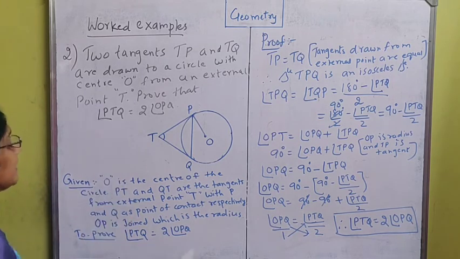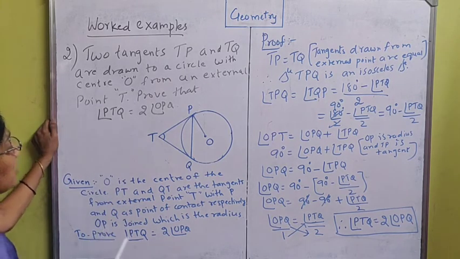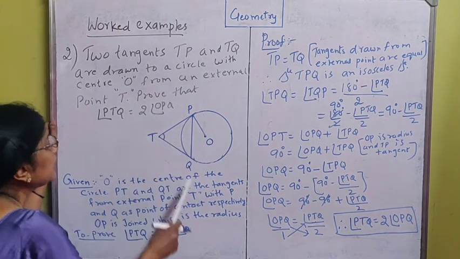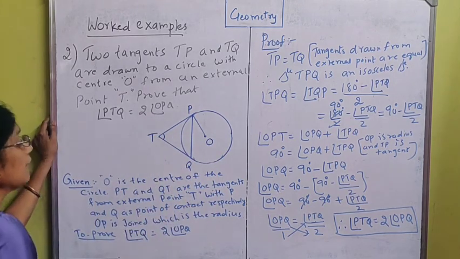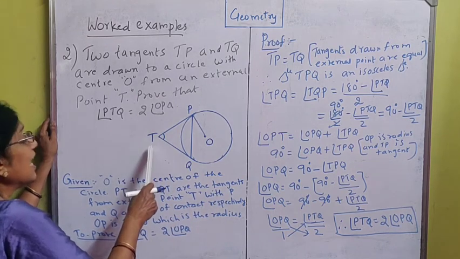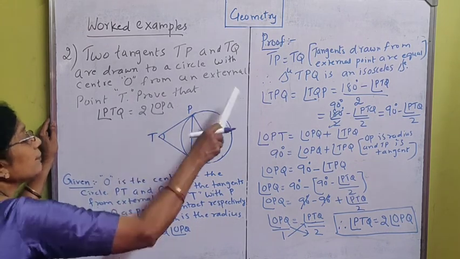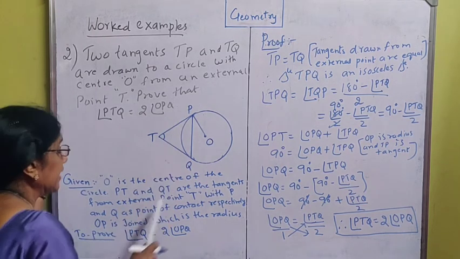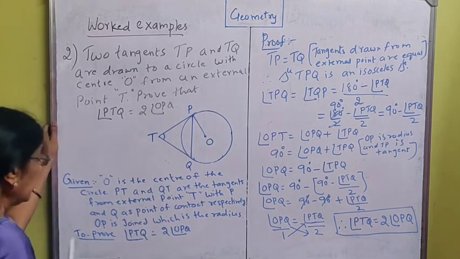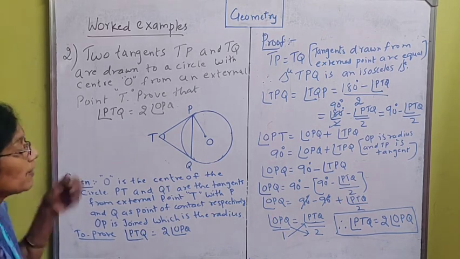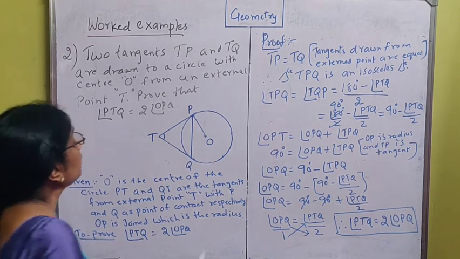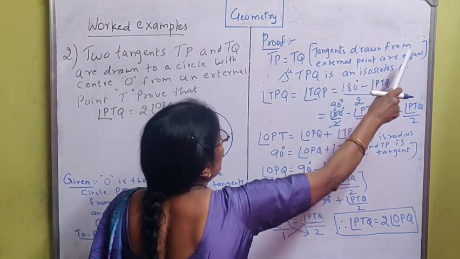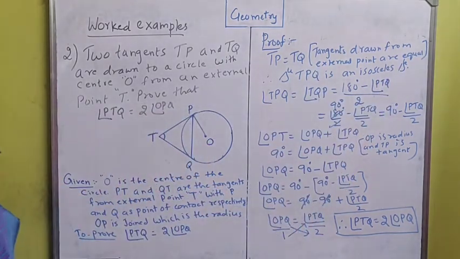So let us see once again. What is given over here? O is the center of the circle. TP and TQ are the two tangents from external point T with P and Q as the points of contact respectively. Then OP is the radius which is joined. Now we have to prove angle PTQ is equal to twice angle OPQ. Now we know that TP is equal to TQ because tangents drawn from an external point are equal. That is theorem number 4.2.